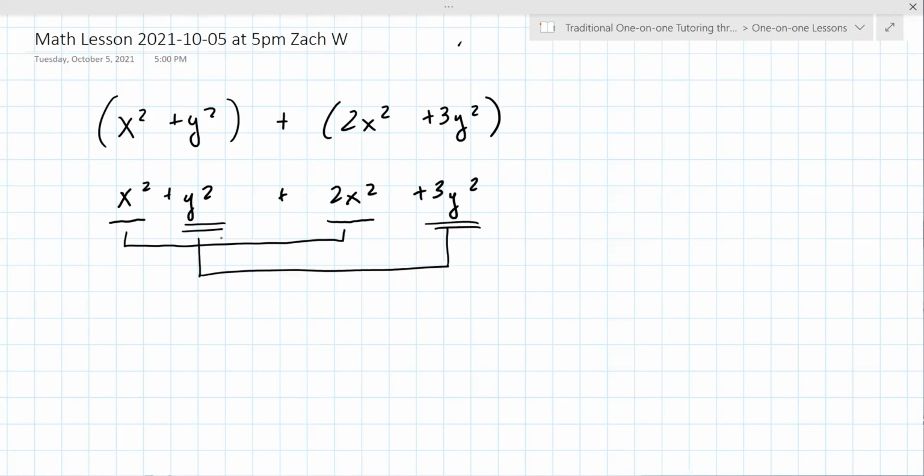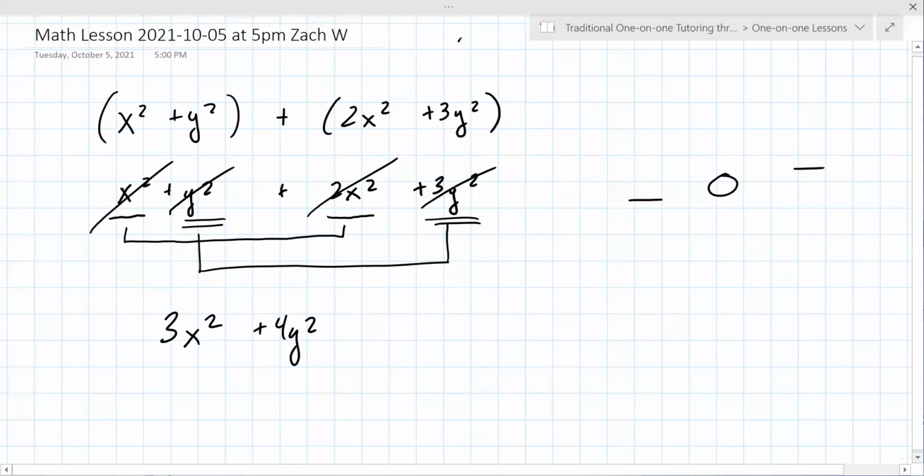I used underlines. You can underline, you can circle, you can overline, anything you need to do to make it clear, like, hey, these are the same. And one thing I recommend is crossing them out as you combine them. Okay. That way, you know, hey, I've combined them here.